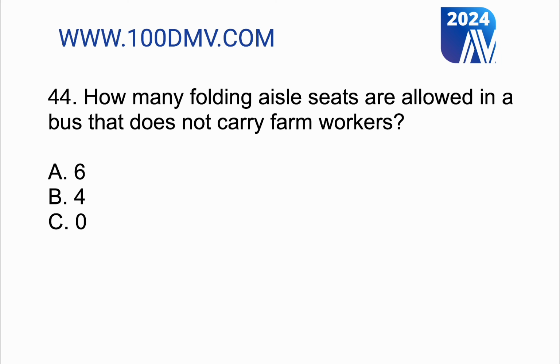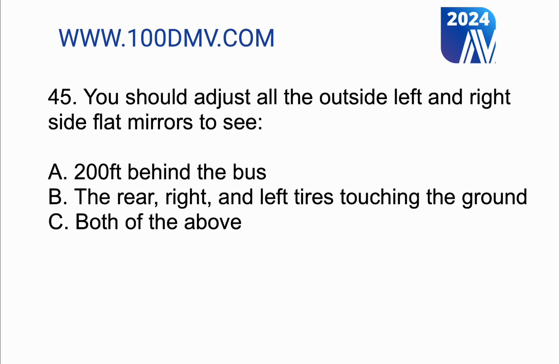44. How many folding aisle seats are allowed in a bus that does not carry farm workers? A, 6. B, 4. C, 0. The correct answer is C, 0.